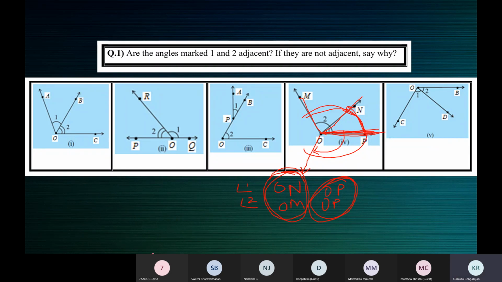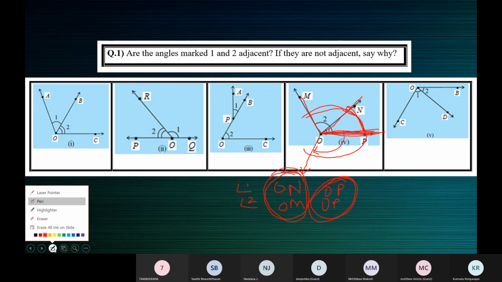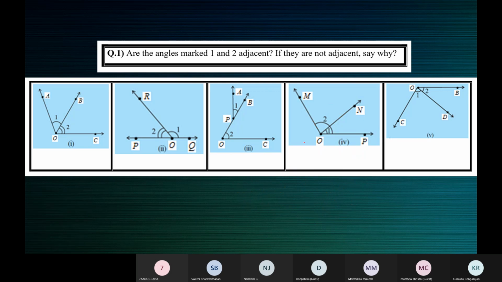So here, this is the common arm, and these are the non-common arms. So this is not in the middle. OB should be here in the middle, in between these two. You can see the other figures. These are the non-common arms, and you can see that the common arm is between the non-common arms.